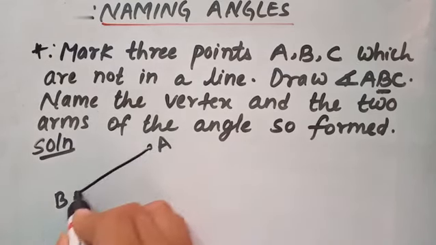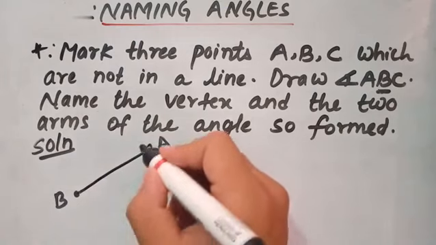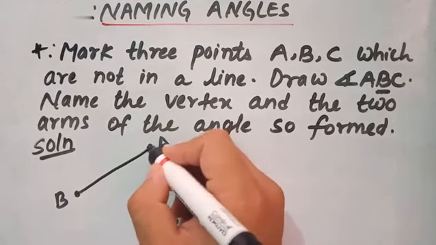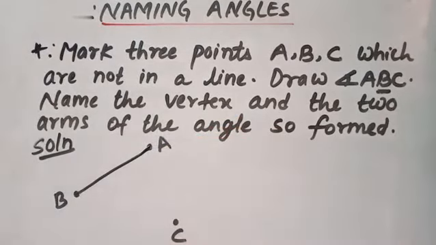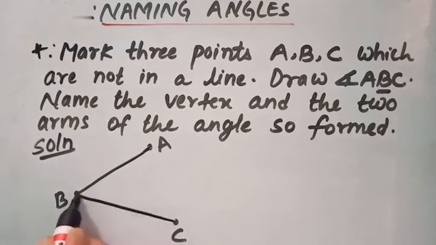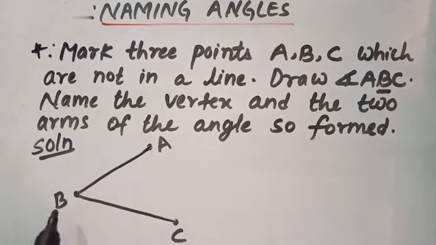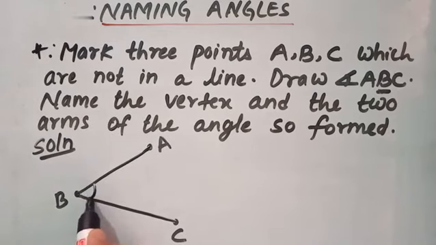So let's do from A. So students, I have drawn one line from A up to B. Now I will draw from C up to B. So students, I have drawn line from A up to B and C up to B. So students, in this way we can see B is your vertex. At point B, angle has been formed.